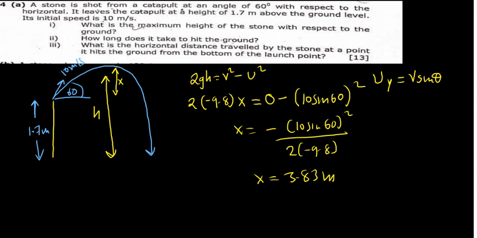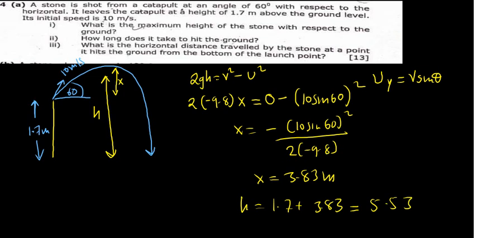That is the height x. Now we want the height with respect to the ground. So we need to add also the height of this person who threw the stone. So h is going to be 1.7 plus 3.83, and that is going to give us 5.53. So that is it for this first part.